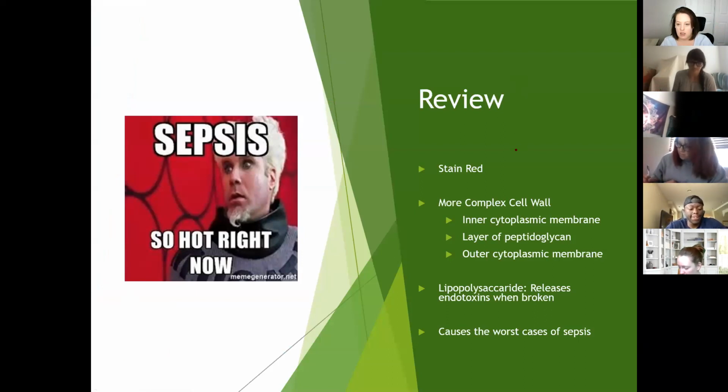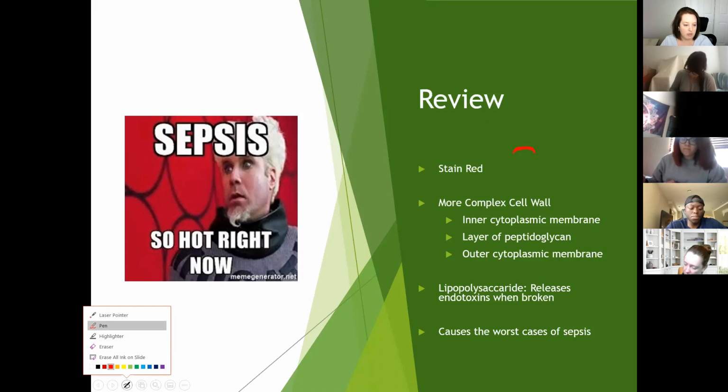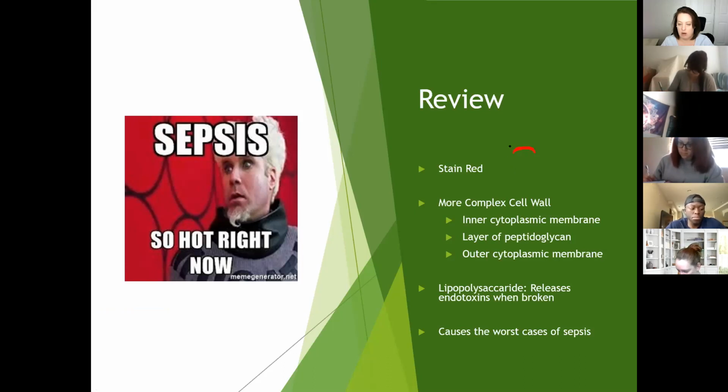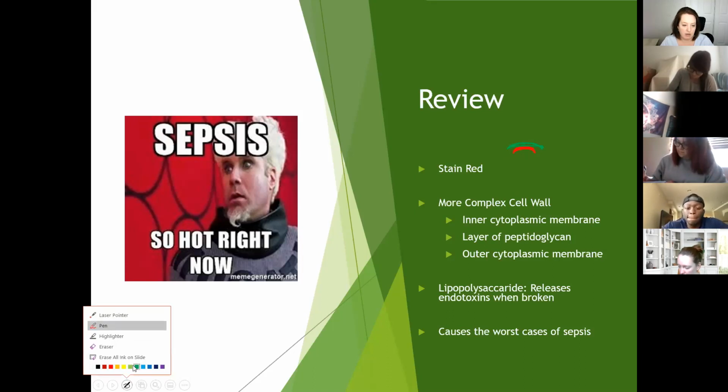So we'll say that this is the plasma here. And then they have the layer of the peptidoglycan, which is the same as the gram-positive. And that's where the gram-positive cell membrane stops. That's their cell wall. But then gram-negative continue, and they have another layer of the cytoplasmic membrane.